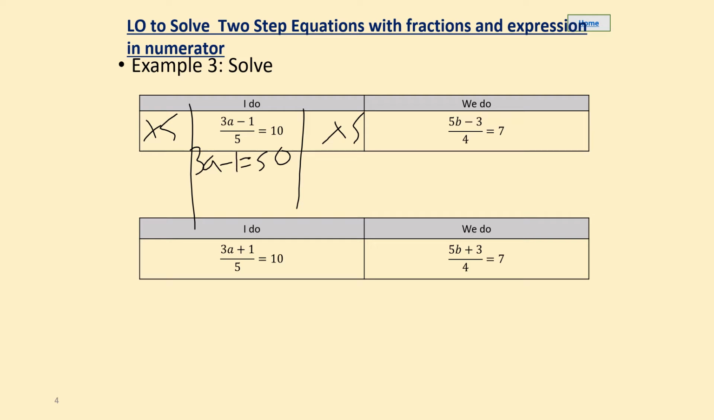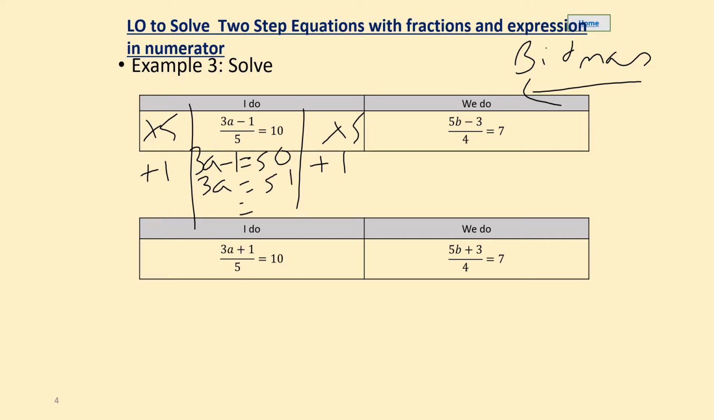Right, we still want to get to the 3a minus 1. Now we're going to do BIDMAS backwards because we can actually get to it. We can't do the 3a, we have to do addition and subtraction first. So there's a subtraction, so we have to add 1 to both sides. The 3a equals 51.